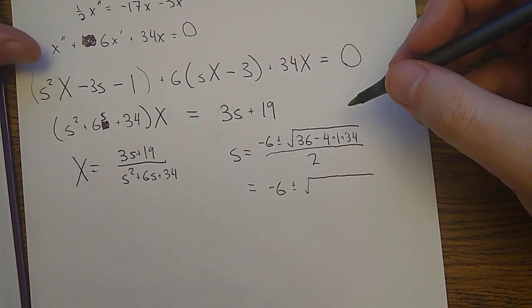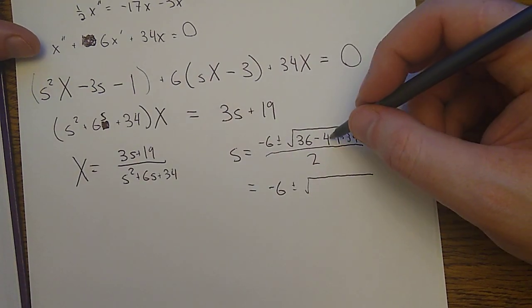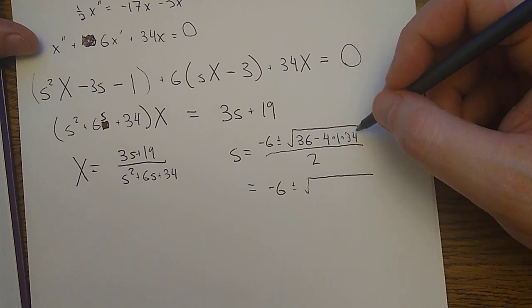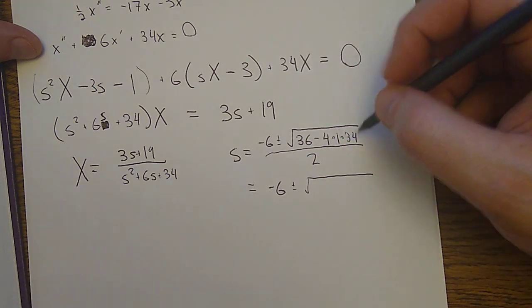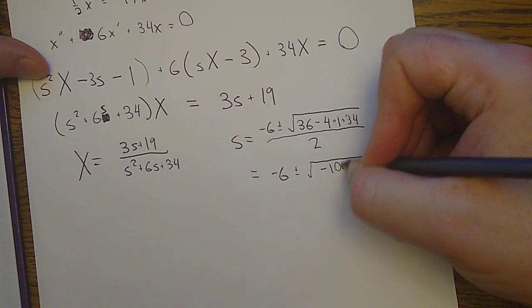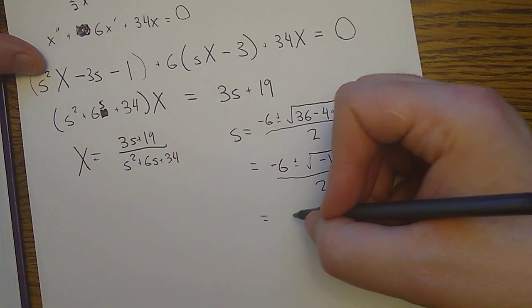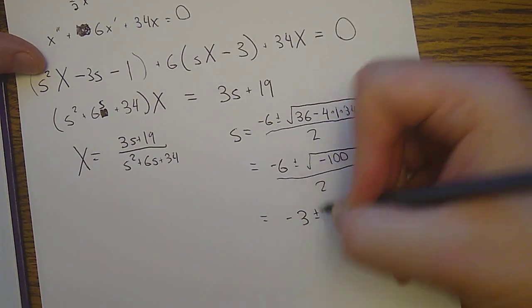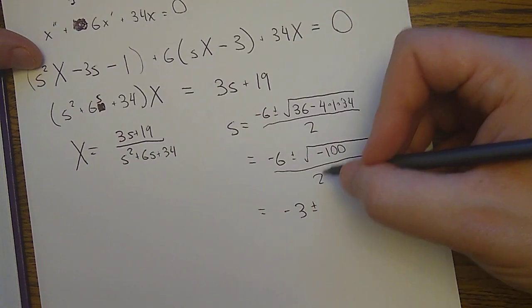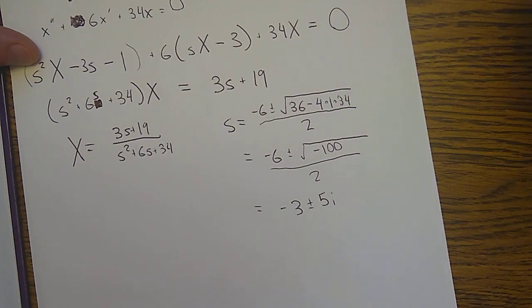Oh boy, what is this? This would be 136. Oh, that's nice. So 36 minus 136 is minus 100. So this is negative 3 plus or minus. This would be 10i, so then I divide it by 2, 5i.